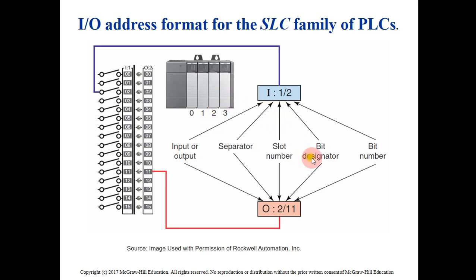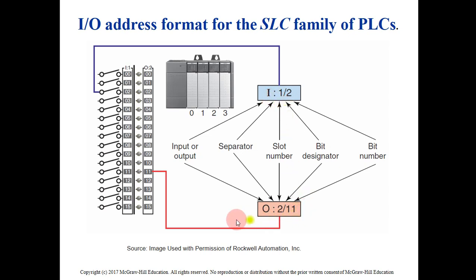Then we have the bit designator here. The bit designator is just a slash to split the slot number from the terminal number. Then we have the terminal number. This terminal number depends on the terminals. For example, this module consists of 16 terminals, starting from 00 until 15. This will be placed after the bit designator. It will be either 0, 1, 2, 3, and so on. If it's input, it will be input. If it's output, it will be output.